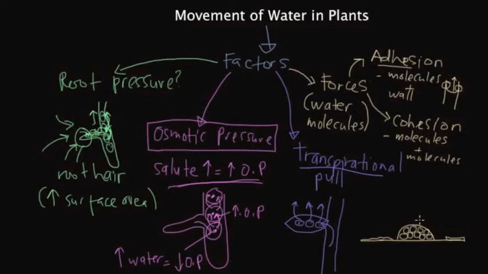So there you have it, four different factors that help in the transportation of water in plants. This part of the topic most likely comes out as an essay question. So when you want to answer an essay question about movement of water in plants, make sure that you highlight these four factors that help the movement of water up against the gravitational force. The first factor is root pressure. The second factor is osmotic pressure. The third factor is transpirational pull, and the fourth and last factor is the two types of forces, adhesion and cohesion force. So that's about it.